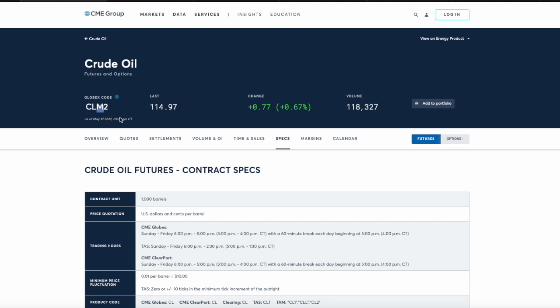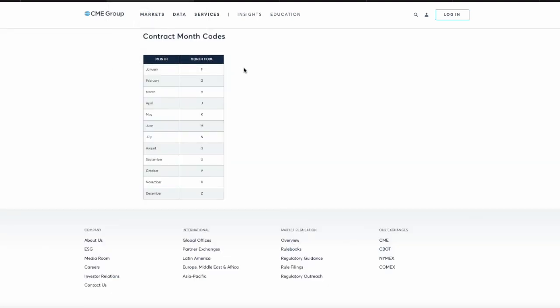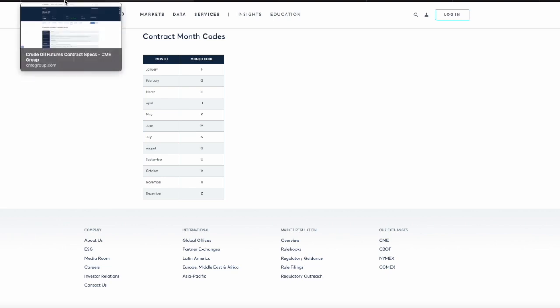As for the M, you can find that through our good friends at Google and the CME Group. If you type in contract month codes, you will find this page, and right here they are. So this is the June contract, and you can see that code is M. Certainly you don't have to memorize these.